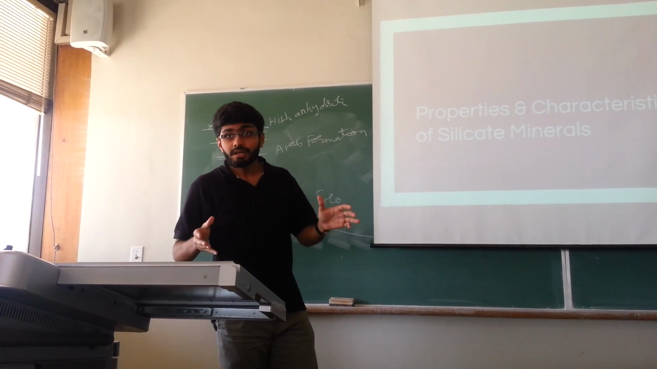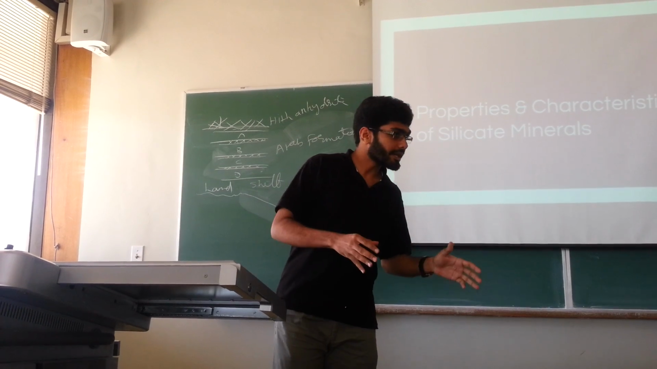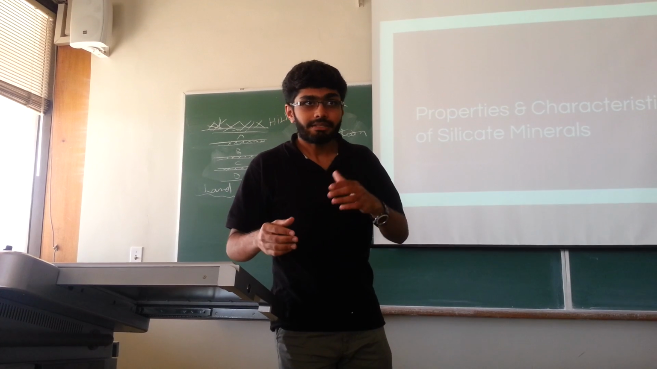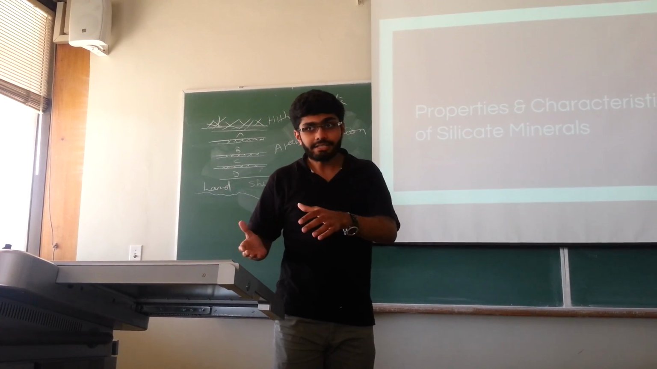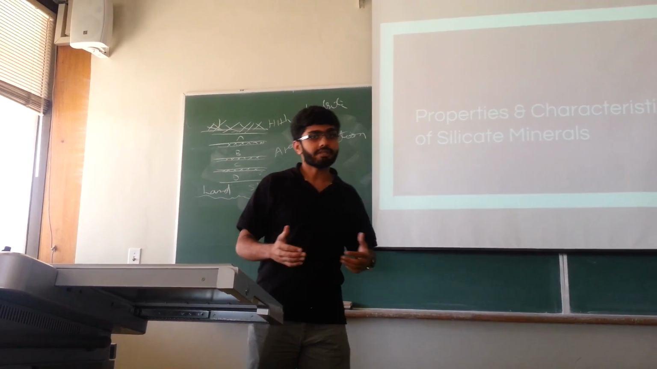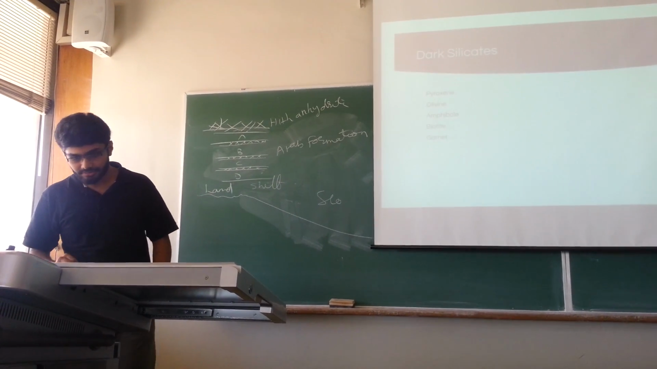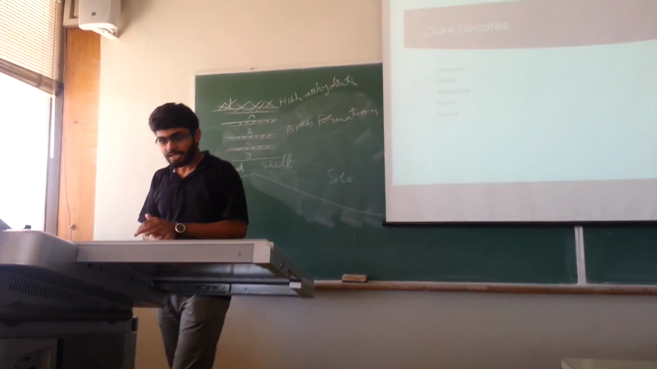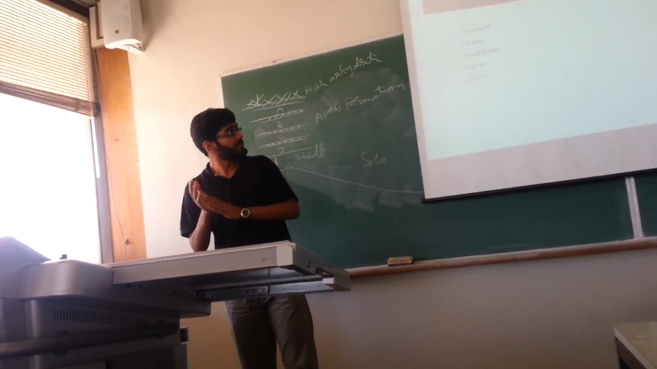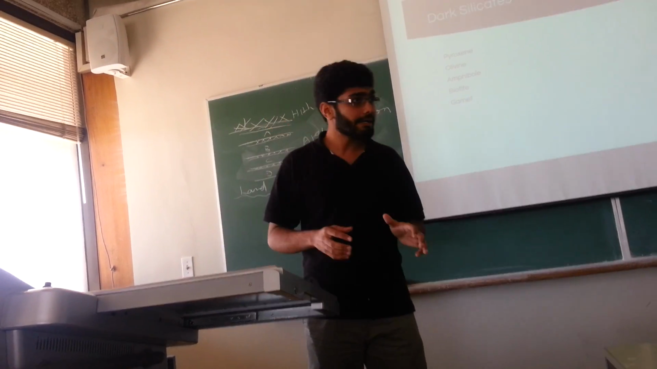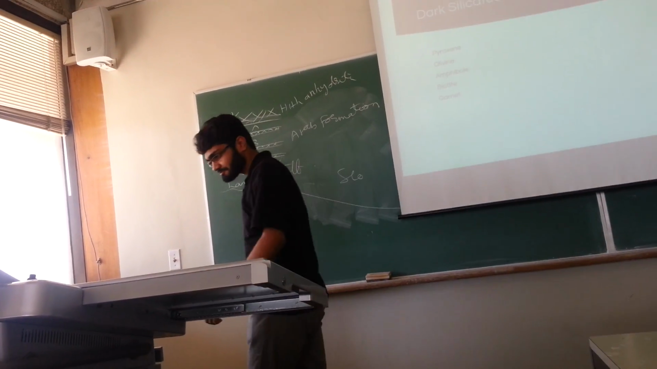As you know, silicates fall into two categories: dark silicates and light silicates. Dark silicates are the ones that are darker in color, and light silicates are the ones that are lighter in color. So we'll start by talking about dark silicates. The silicates we're talking about are pyroxene, olivine, amphibole, biotite, and garnet.